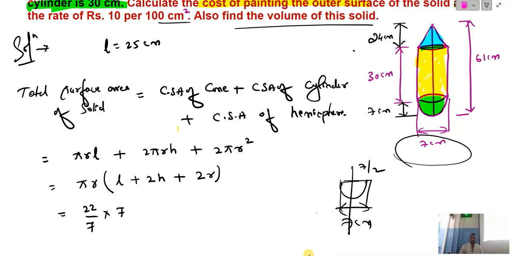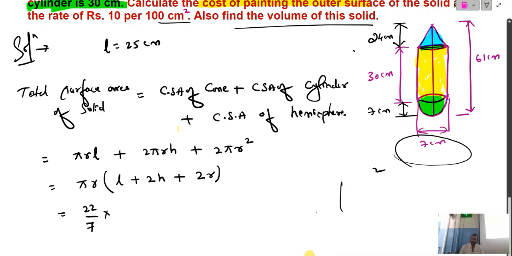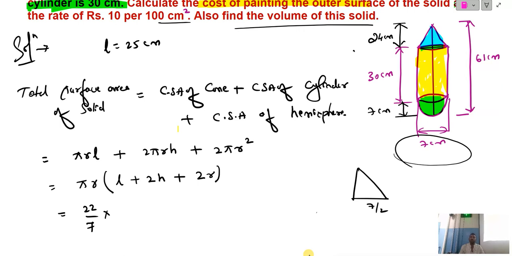Am I right? So what is the slant height? Still we don't know. So how do we calculate the slant height? The radius of the cone is 7 by 2, and the height of the cone is 24 centimeter. Now I need the value of L, that is the slant height. 7 by 2 we can also write as 3.5; both are one and the same. Understood?